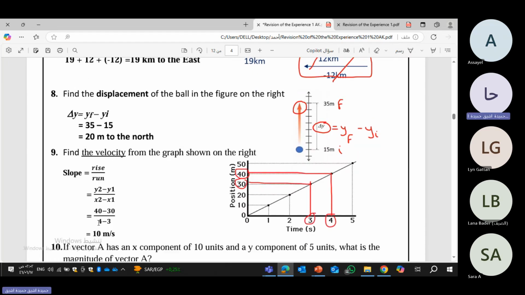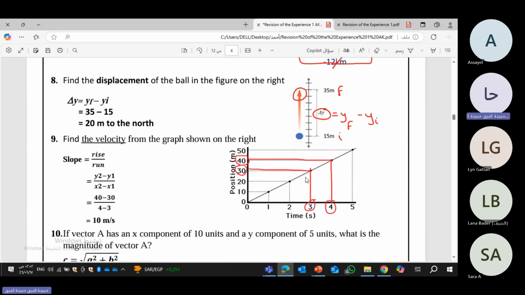Question 9, find the velocity from the graph. So if you have a graph like this, how do you find the velocity? By the slope. Yes, we already know. How do you find the slope? y2 minus y1 over x2 minus x1. So look, Imanat, the graph is starting from 0. It's from here up. And this point comes first, so 30 is initial. And the next point comes later, so 40 is final. And then 3 is initial, 4 is final.